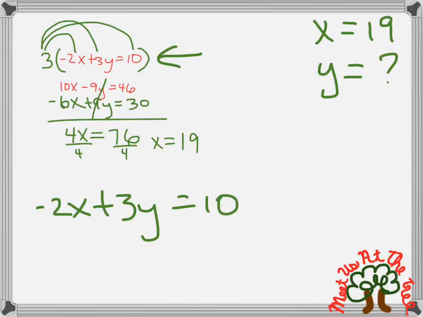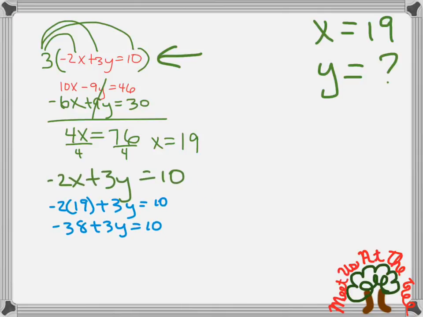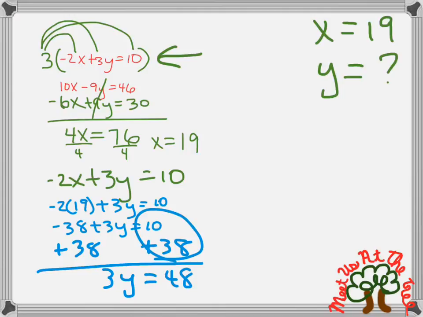We're going to go negative 2 times 19 plus 3y equals 10. Get your calculator out, put in what 2 times 19 is, and that's going to be negative 38 plus 3y equals 10. Okay? We're going to move that to the other side. I'm running out of room again. Good thing you have a pencil and paper and it just keeps going down. Mine doesn't. I'm going to add 38 to both sides. I have 3y equals 48 because I did that right there. 10 and 38. Now I'm going to divide by 3 and divide by 3.